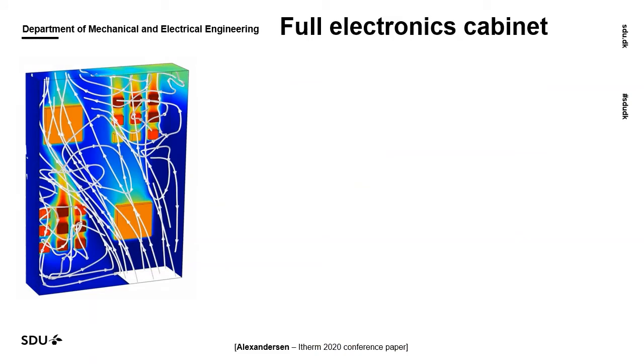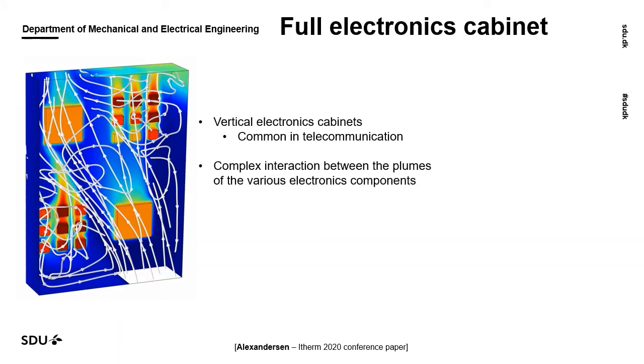So all this previous work has been done on just a single electronics component and a single chip. So a CPU, for instance, or an LED lamp was one of the examples. But how about when we move to full electronics cabinets? So here I will look at vertical electronics cabinets, which are quite common in telecommunication, where we will use natural convection again in order to cool the electronics chips, but we will have a very complex interaction between the plumes of the various electronics components.